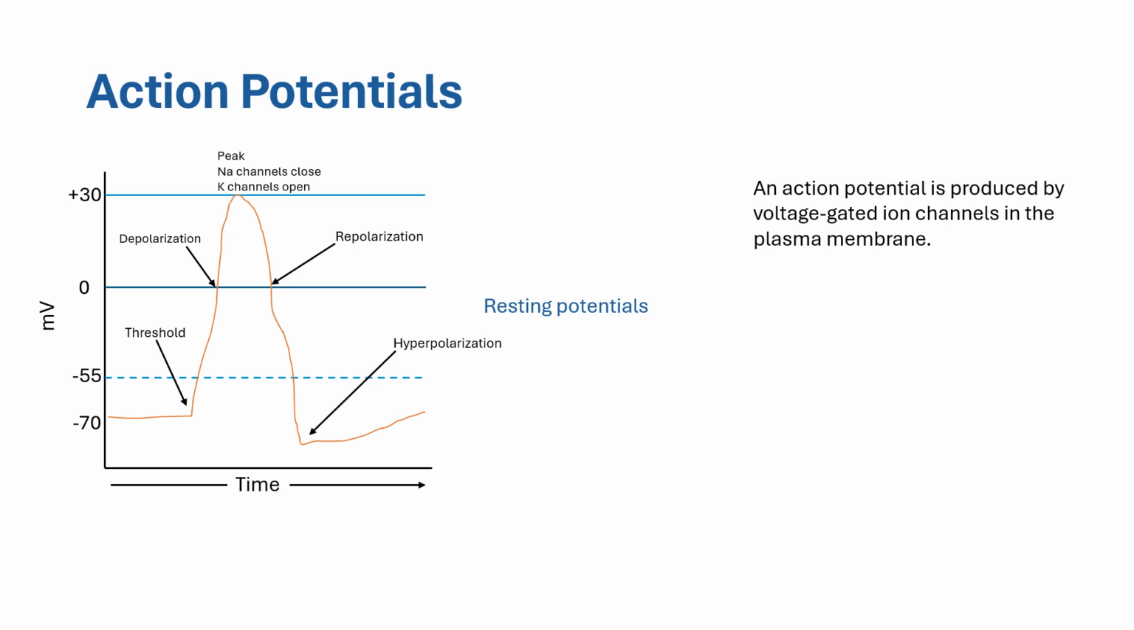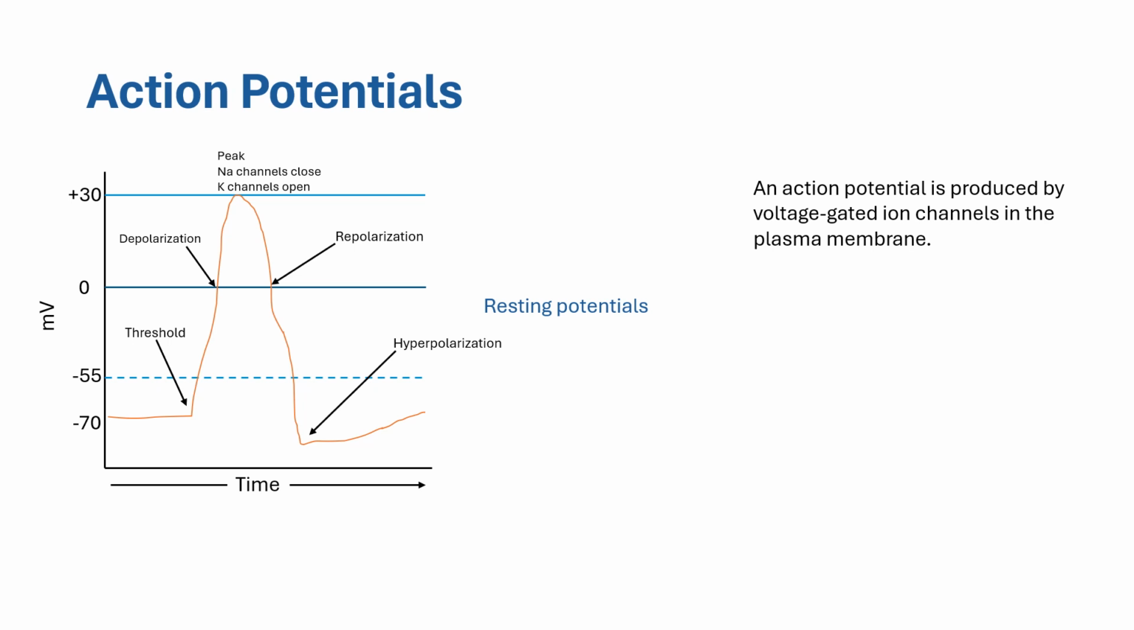Action potentials. An action potential is produced by voltage-gated ion channels in the plasma membrane. The neuron reaches its threshold membrane potential. For a neuron membrane at -70 millivolts, the threshold is generally around -55 millivolts. When the threshold is reached, several sodium channels open, which allows positively charged sodium ions into the cell.